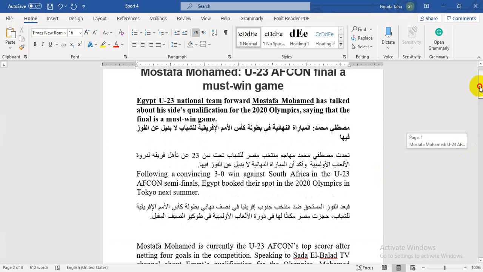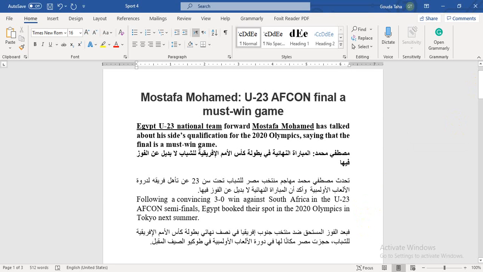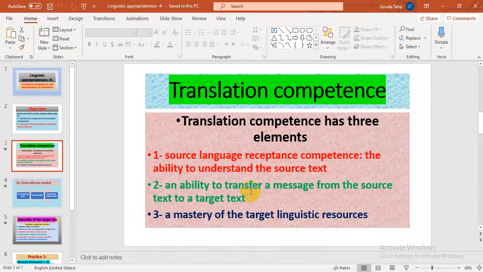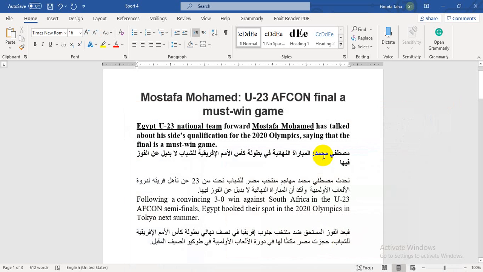So here after we're done with this, we have practiced the two competences. The first one is understanding and transferring. So now let's go for comparing this with this. So comparing your text, it's a part of, if you still remember, editing your text to compare the source with the target text. So here, Mustafa Muhammad U23 African final is a must-win game.